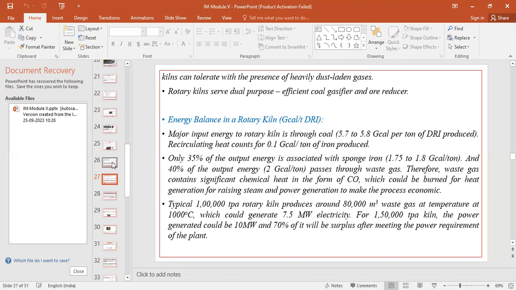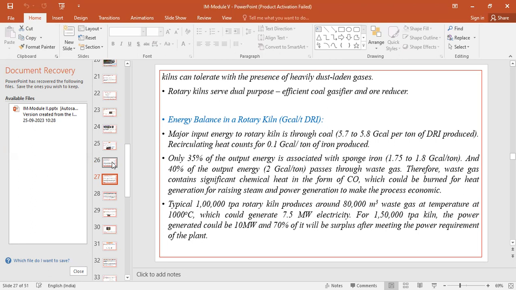That is what we are doing even in the ABC. So typically, a 1 lakh TPA rotary kiln, that is a 1 lakh ton per annum rotary kiln, which is the capacity of the rotary kiln, basically produces around 80,000 meter cube of waste gas at a temperature of 1000 degrees centigrade.